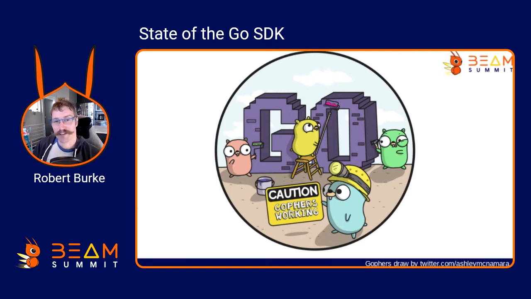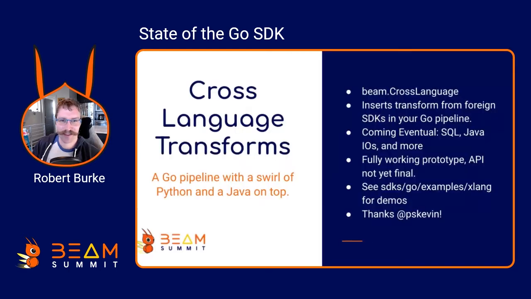Over the last 3 months, I was privileged to work with an intern called Kevin Puthasari, whom I was able to assign the task of getting cross-language transforms working in Go. As Ken mentioned in his opening keynote, twice actually, cross-language transforms are a key feature of Beam, and letting us use high-quality transforms in our pipeline, no matter what language they were written in.